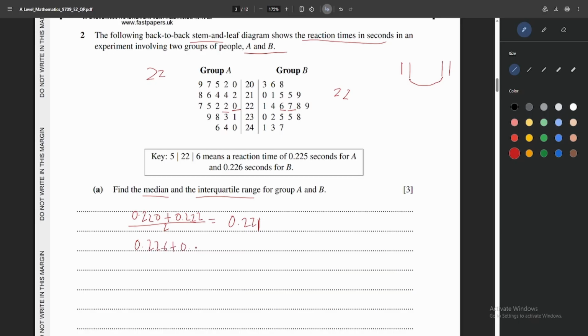And for group B, same thing: 0.226 plus 0.227, divided by 2, equals 0.2265, which is approximately equal to 0.227. So these are the medians.